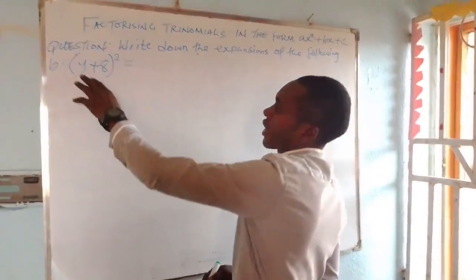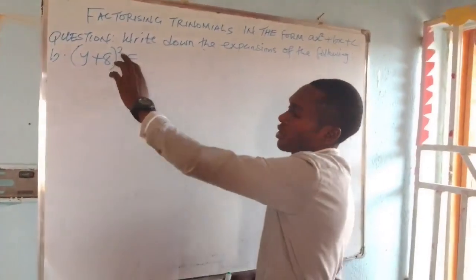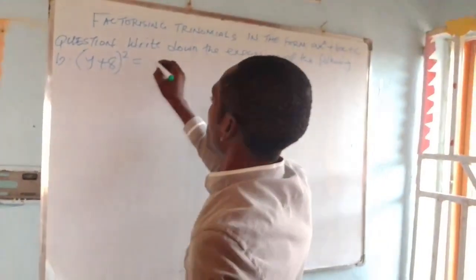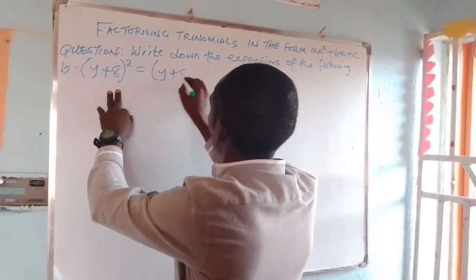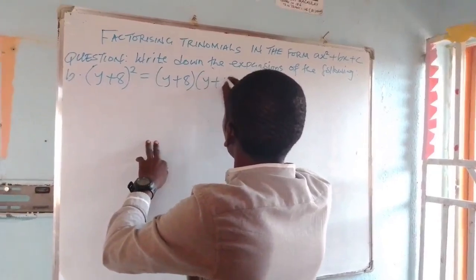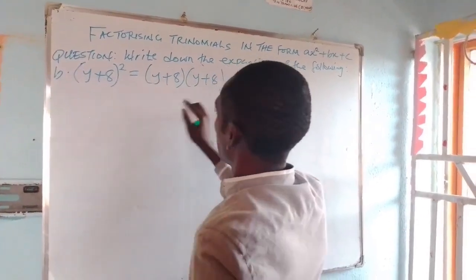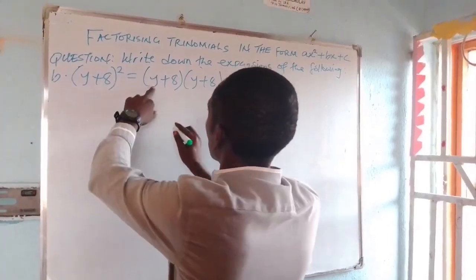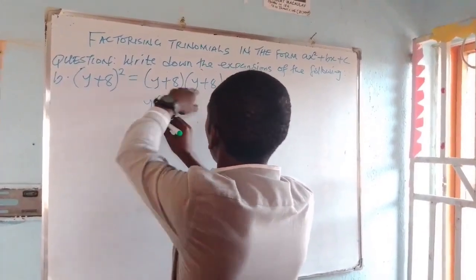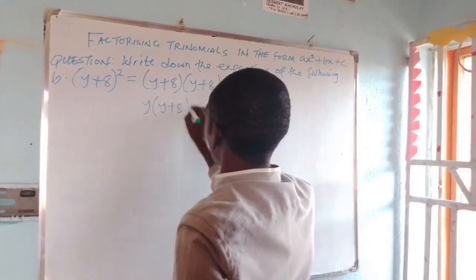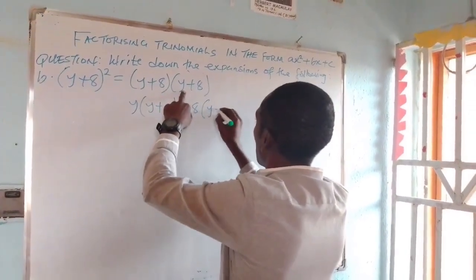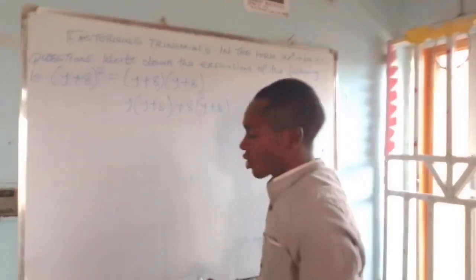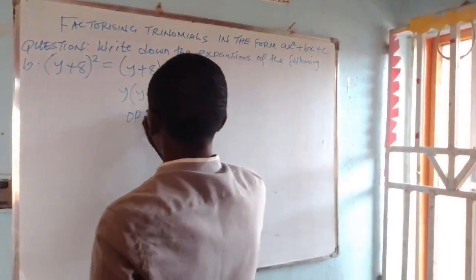The question says open bracket y plus 8 close bracket squared. So this also means the same thing. This means this bracket is twice, so y plus 8 and y plus 8. If you have this, you pick the first term in the first bracket, then repeat the second bracket, y plus 8, then pick the second term and the sign, then repeat the second bracket, y plus 8. So you can now open the brackets.